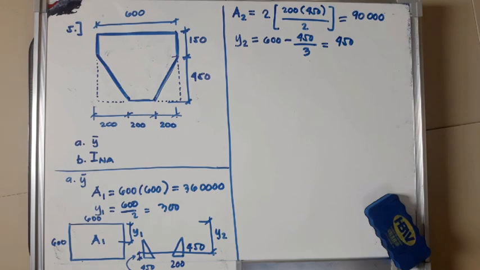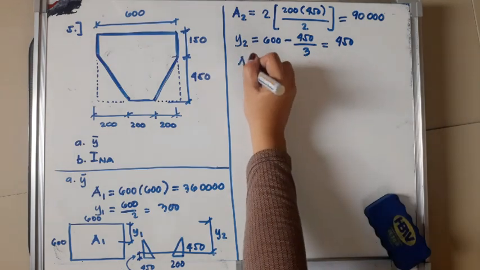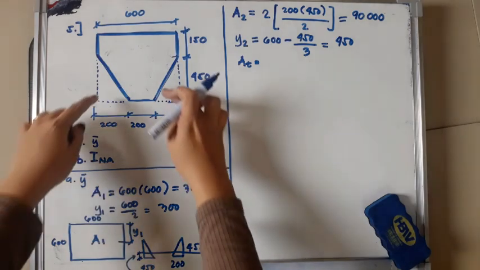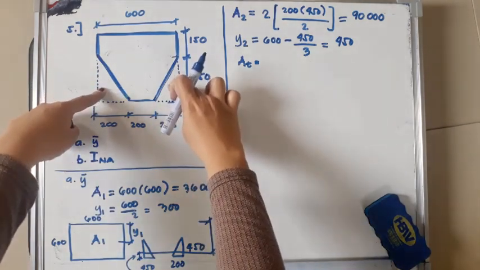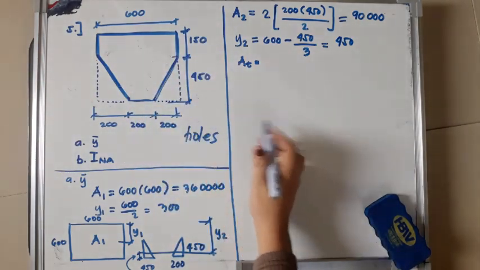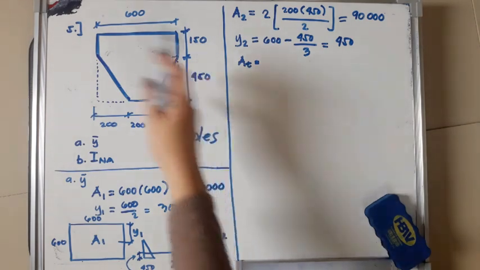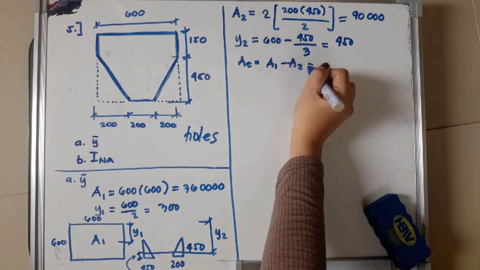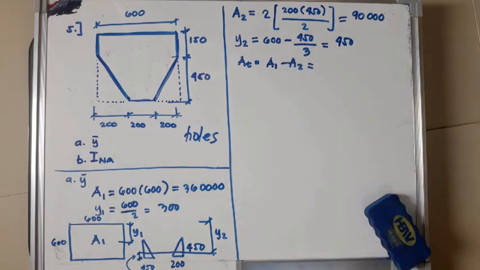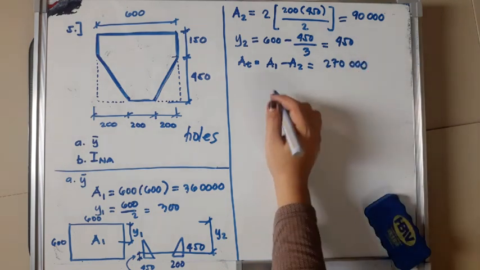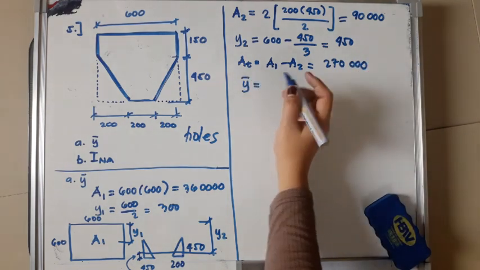Okay? Next, what's our area total? So area total is the area of the whole rectangle minus the two triangles here. Since these are the holes, we will deduct them from the whole section. So area total is A1 minus A2. Okay? So A1 is 360,000 minus 90,000, so that is 270,000. Now we can solve for bar y using Varignon's theorem.